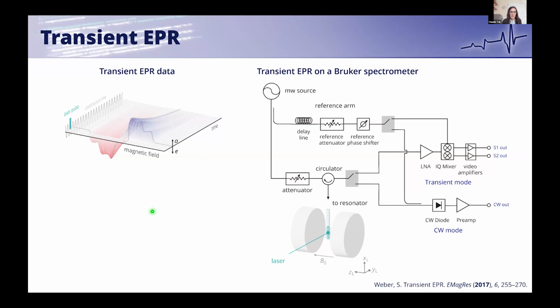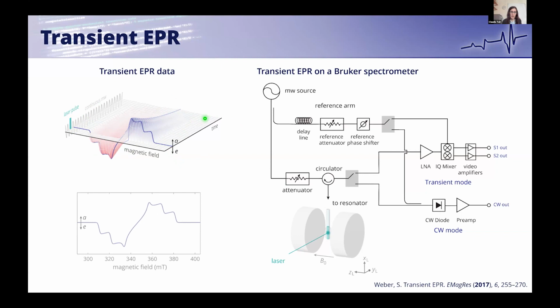Then once you have this 2D spectrum, you can extract different slices. If you extract slices in the field domain, you can get your spectrum of the paramagnetic state that's generated by photoexcitation at different times. If you look at slices at a single magnetic field, you can study the dynamics of that photoexcited state.